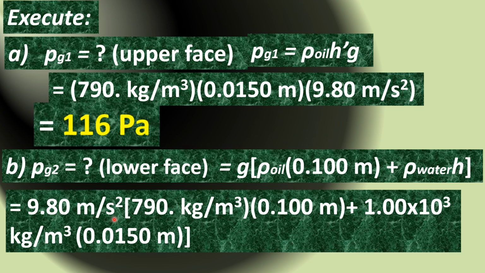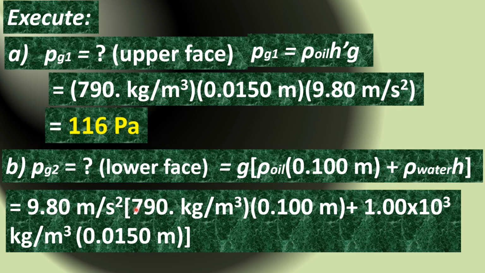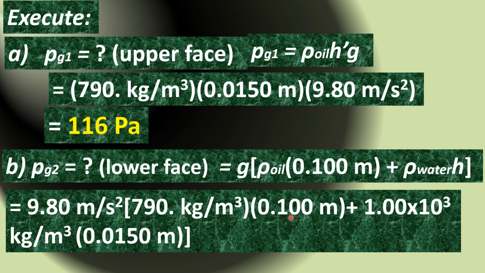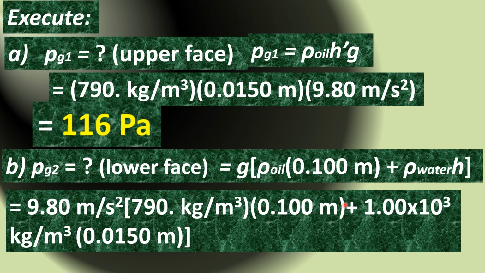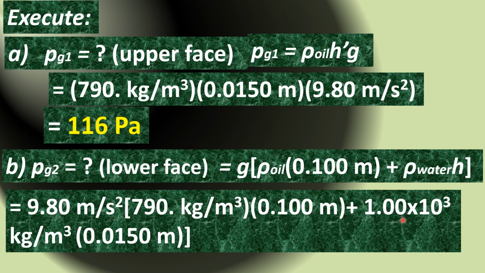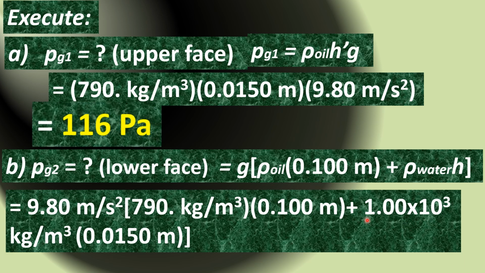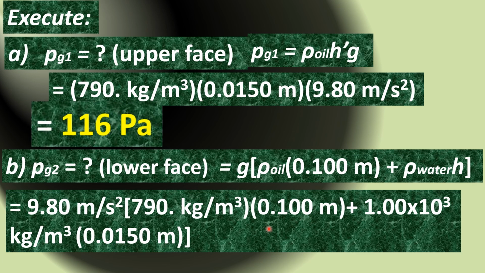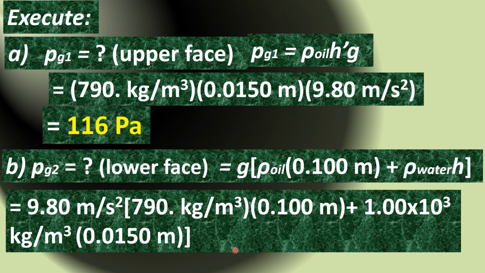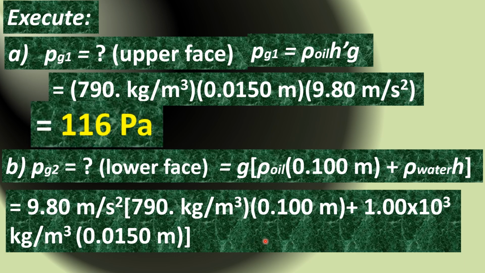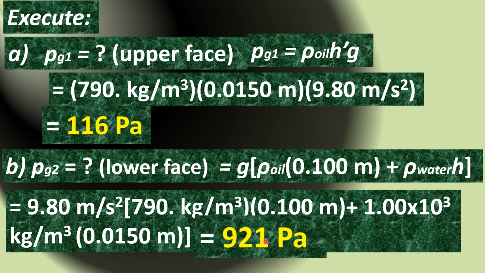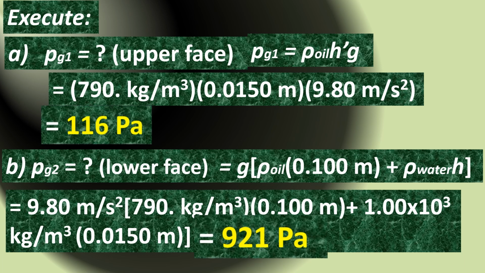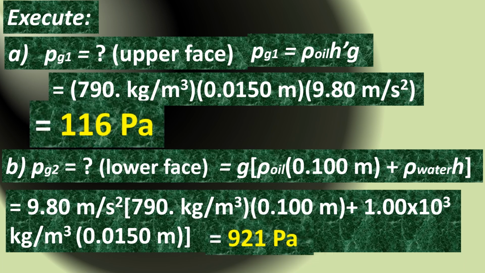and substituting, we get 9.80 meters per second squared multiplied by the quantities inside the bracket, such as 790 kilogram per meter cube, which is multiplied by 0.100 meter. Their product will be added to 1.00 times 10 to the third kilogram per meter cube, that's the density of water, to be multiplied by 0.0150 meters. All right. So again, doing our math, we will get the value for the gauge pressure P sub G2 exerted at the lower face of the block, and that is 921 Newton per meter squared or 921 Pascal. Again, it's also expressed in 3 significant figures.